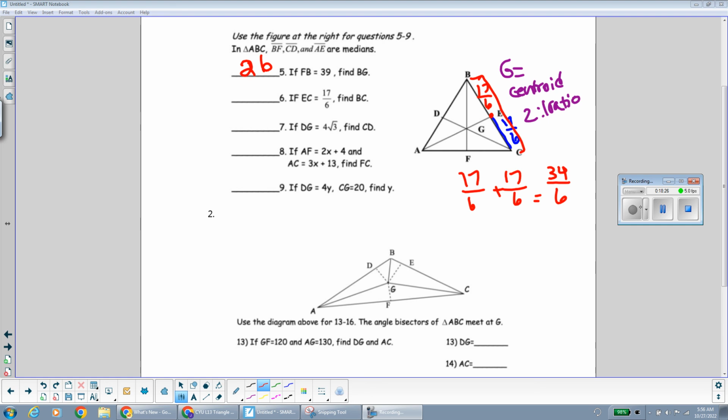34/6. That doesn't divide evenly, so I am just going to leave it as 34/6. You can definitely reduce the fraction into simplest terms. I'm going to leave it as is. It doesn't say simplest form. Let me reset for the next part of the question.